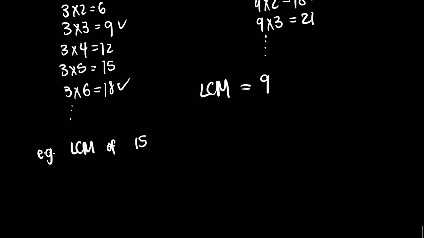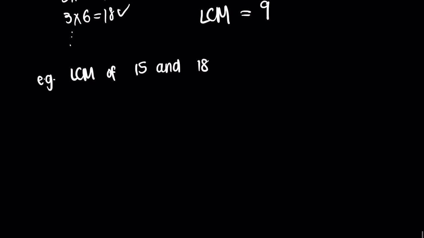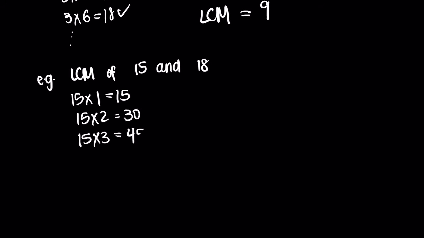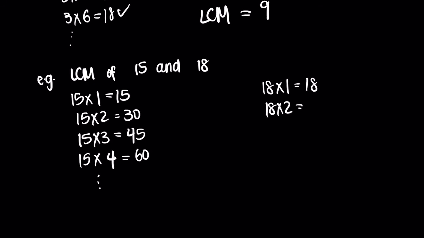Now let's look at a second example. The LCM of 15 and 18. The multiples of 15 are 15, 30, 45, 60, etc. And the multiples of 18 are 18, 36, 54, 72, etc. So looking at both, I don't see a multiple in common.